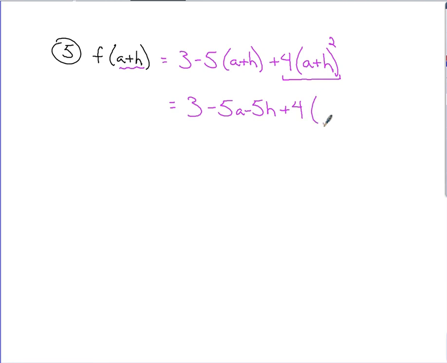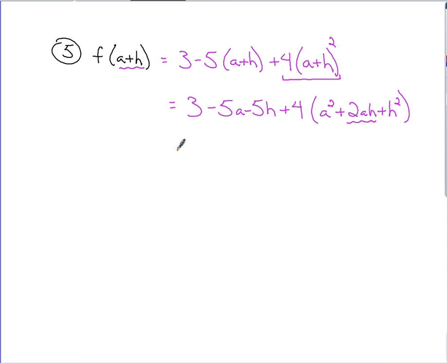Now if you take a plus h and you square it, it's a plus h times a plus h, right? You FOIL that out, or you remember the little form for it. FOILing it out, remembering that form, you get a squared plus 2ah plus h squared. The most common mistake I usually see here is people will leave out this part, that 2ah. Remember, that's a result of FOILing everything out.